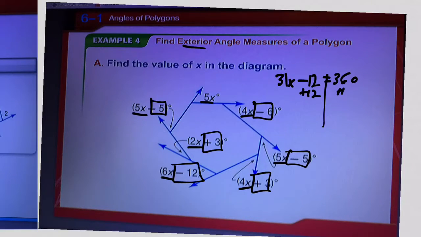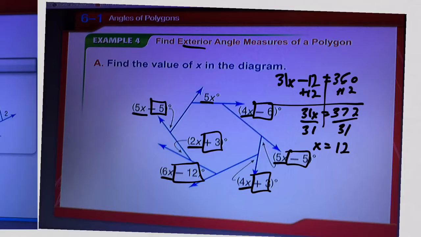So I have to add a 12 to both sides, which gives me 31x equals 372. Then divide by 31. So x equals 12. And then if I go back, I notice it did just want the value of x. And so I don't have to plug it in, and that's my answer.